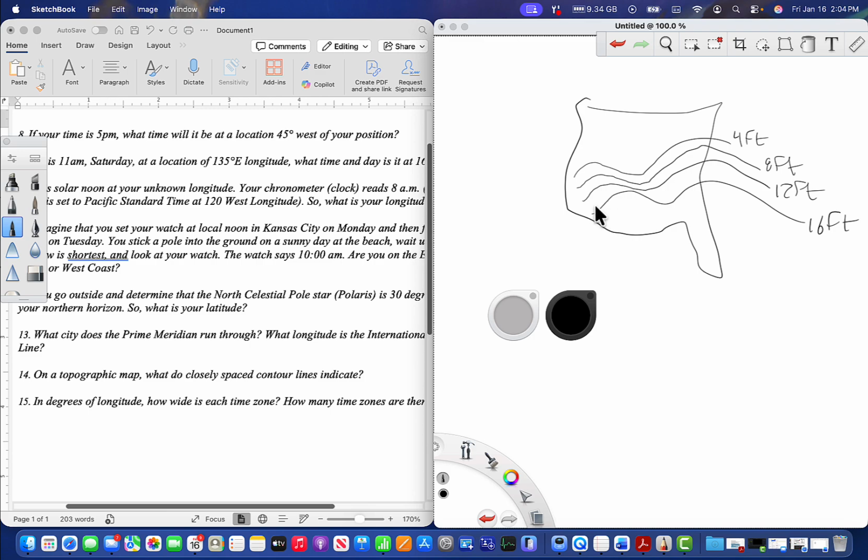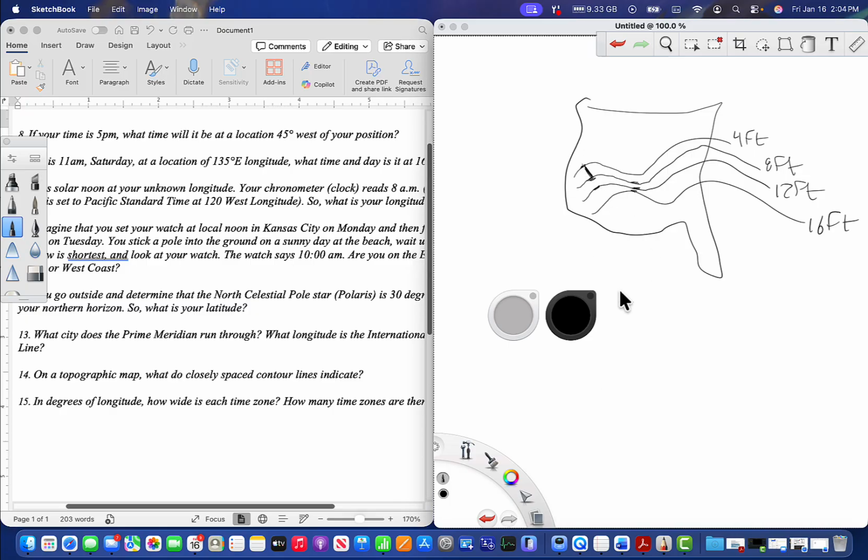If I want to know what closely spaced contour lines mean on this topographic map, it has everything to do with the steepness of a slope. The distance from here to here is 4 feet of elevation change. The distance from here to here is 4 feet of elevation change. The distance from here to here is also 4 feet of elevation change. And the distance from here to here is also 4 feet of elevation change. So you can see that right here, changing 4 feet takes a longer distance than here.